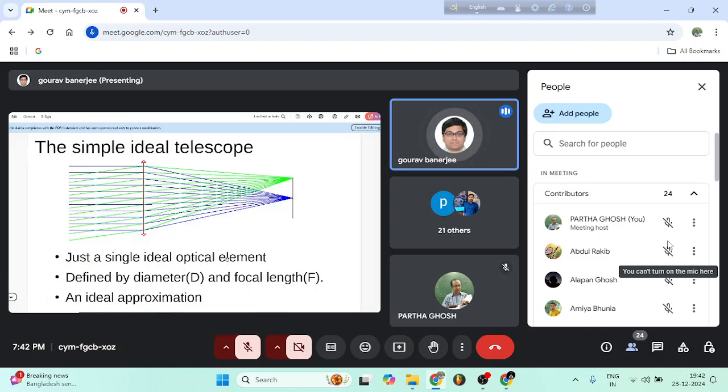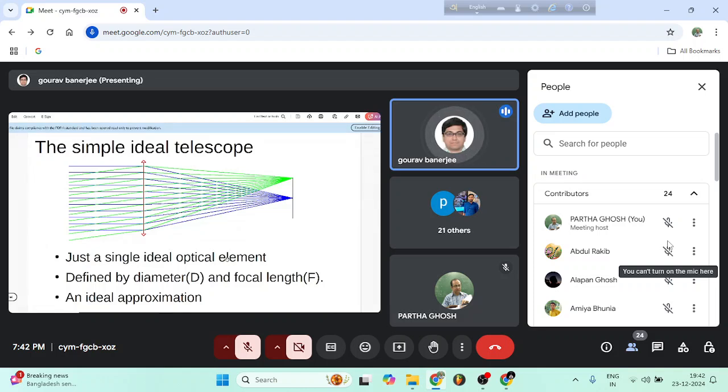So let's talk about the simple ideal telescope. It's a single optical element, but it's an approximation of a telescope. We'll talk about how to get from a real telescope to this approximation a little bit later. It has only two properties: a diameter and a focal length. The diameter decides how much light we are collecting, and the focal length decides the magnification and the size of the image that we are forming. These are the only two parameters we need to know.